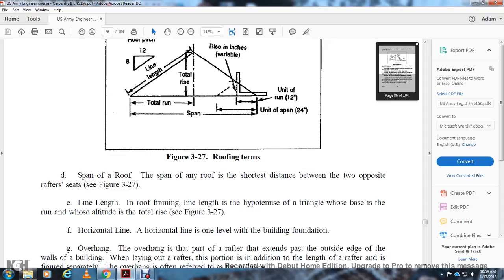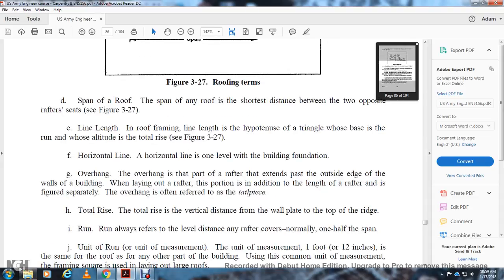See the line length of the roof framing: the line length is the hypotenuse of a triangle whose base is the run and whose altitude is the total rise. Horizontal line is one of the level building foundation. Overhanging is the part of the rafter that extends past the outside edge of the walls of the building. When laying off the rafter, the additional length of the overhang is figured separately. Overhanging is often referred to as a tailpiece.